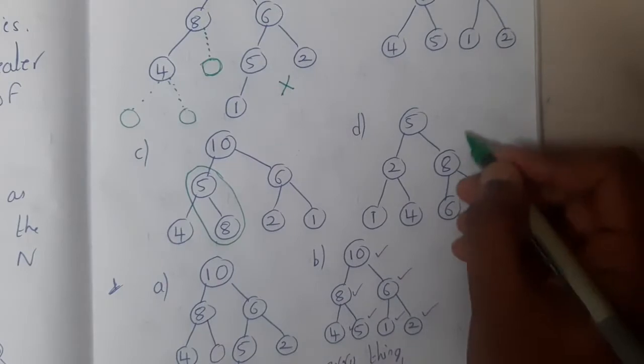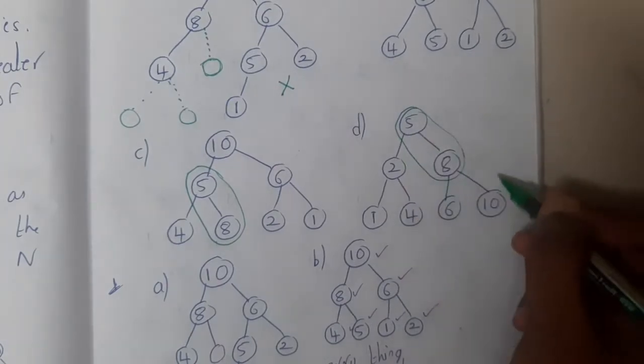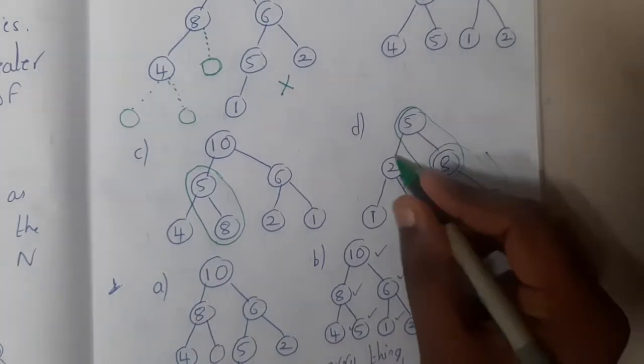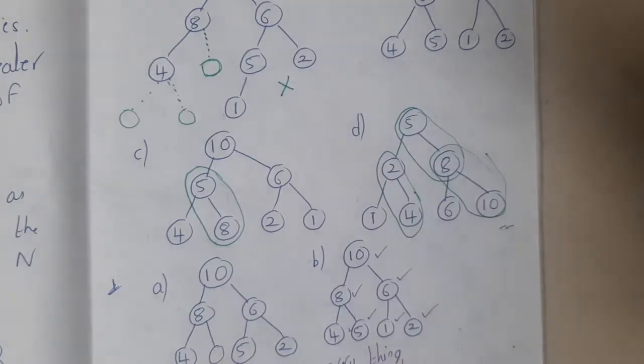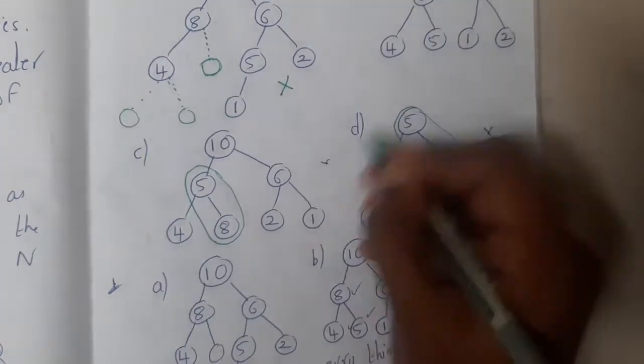Similarly, 5 is greater than 8 and 2. Oh my god, this is a mistake. Okay, here there is again a mistake. Okay, here there is one more mistake. So these two are also wrong. So hence B is the correct option.